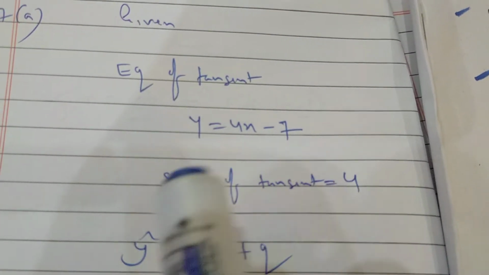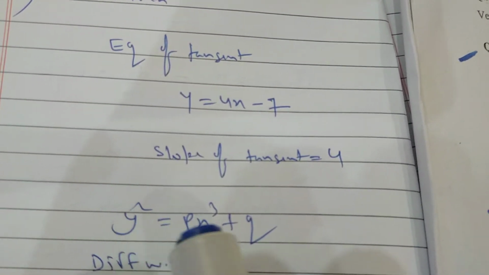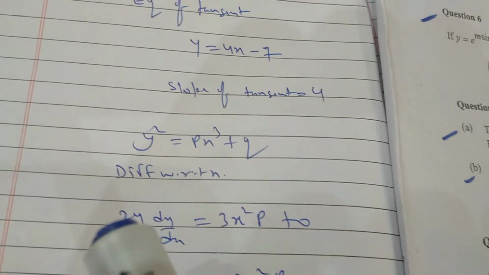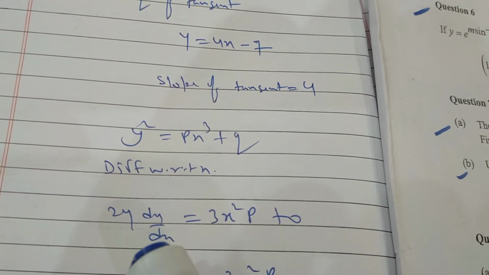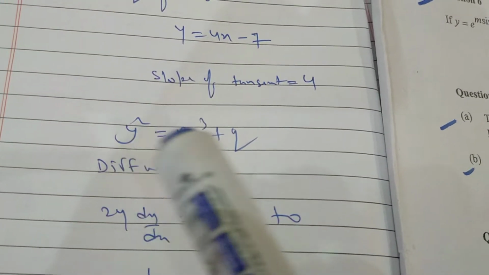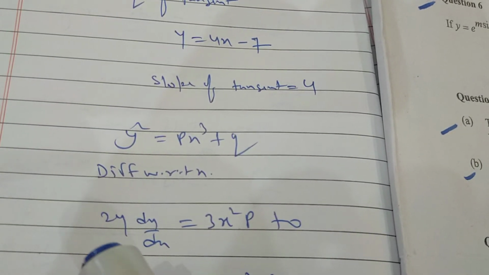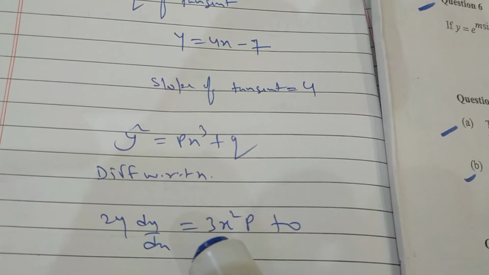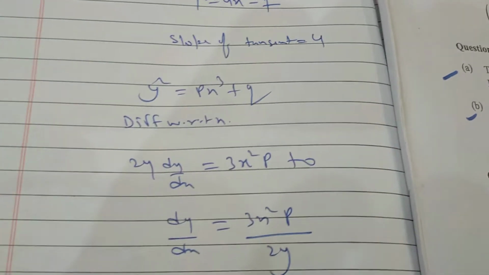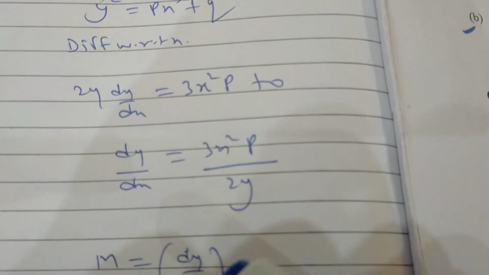Another way of finding the slope is this: because the curve is given, y square is equal to px cube plus q, if I differentiate it and find the value of dy upon dx at the given point, that will also give the slope. So I differentiated both sides with respect to x. It is 2y dy upon dx is equal to 3x square p, and the differentiation of q is 0. So the value of dy upon dx is 3x square p upon 2y.